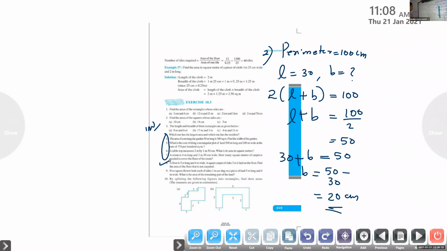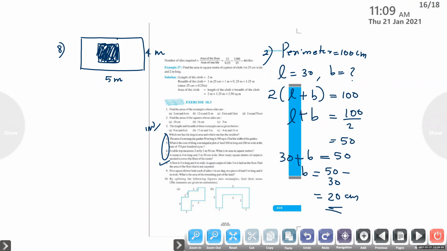Okay, did you finish that? Yes, ma'am. So the eighth question we will do now. There is a rectangular floor, 5 meter long and 4 meter wide. And there is a square carpet laid on the floor like this, of side 3 meter. The question is, find the area of the floor that is not carpeted.